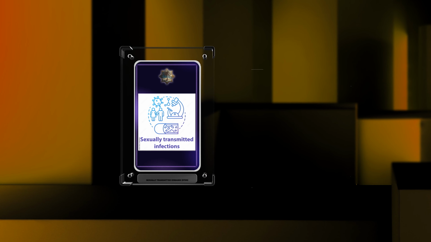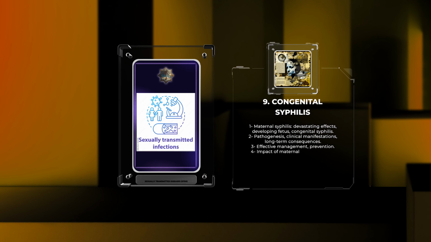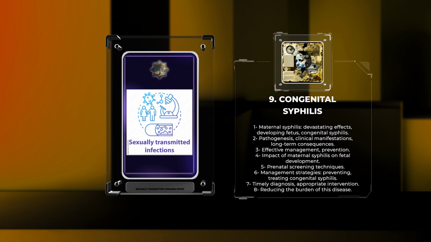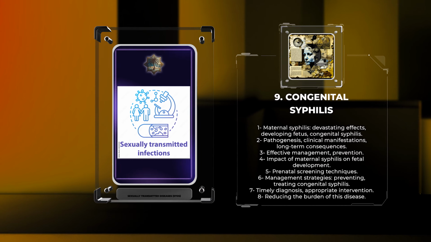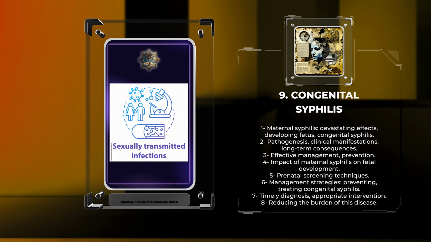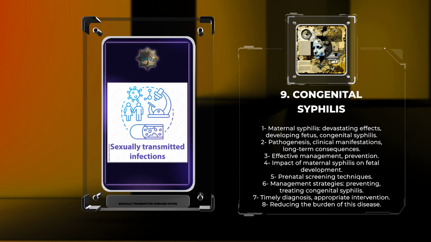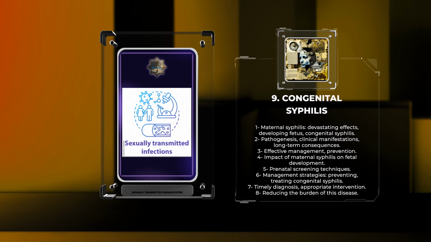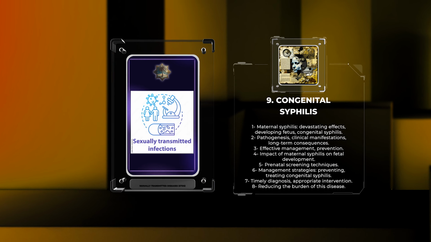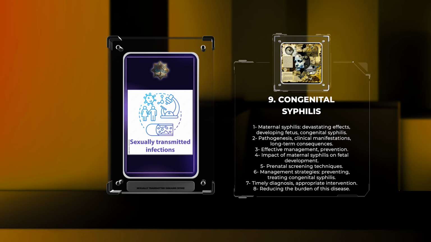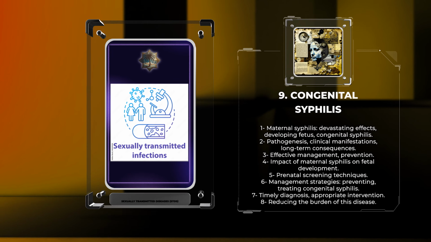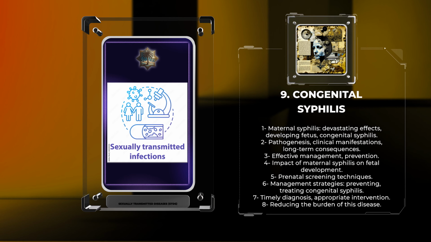Maternal syphilis can have devastating effects on the developing fetus, resulting in congenital syphilis. Understanding the pathogenesis, clinical manifestations, and long-term consequences of this condition is crucial for effective management and prevention. This topic will explore the impact of maternal syphilis on fetal development, prenatal screening techniques, and management strategies aimed at preventing or treating congenital syphilis. Timely diagnosis and appropriate intervention can have a significant impact on reducing the burden of this disease.